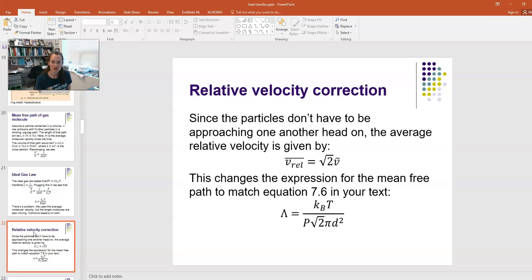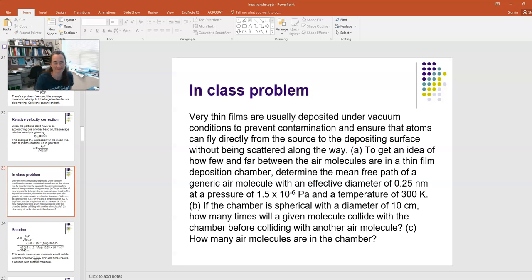So that shows you that your mean free path lambda is equal to k_B T, Boltzmann's constant times the temperature, divided by the pressure, big P, times the square root of 2 times pi d squared, where d here is the diameter of our molecule. So that's our expression for the mean free path.